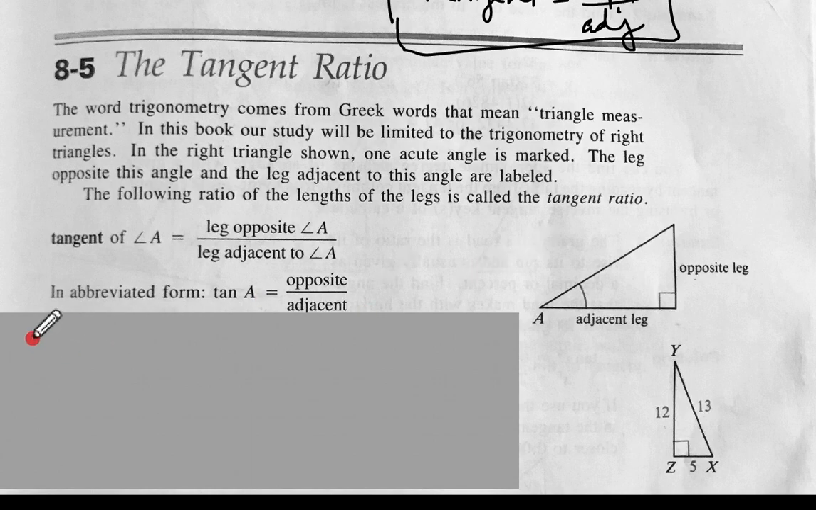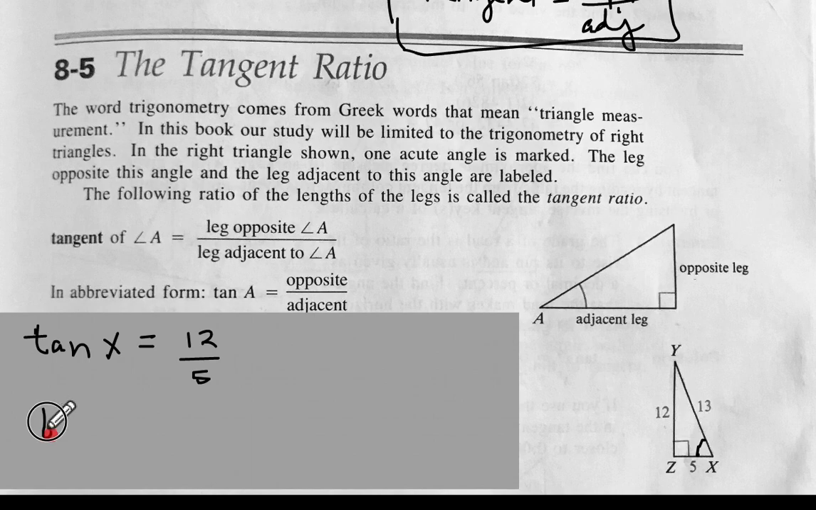So here we go. We have this problem right down here, and I went over top of it. It says find the tangent of x and the tangent of y. Here's angle x. If we find the tangent of angle x, it's going to equal the opposite. Opposite is 12. Adjacent to this angle is 5. So the tangent of x is 12 over 5.